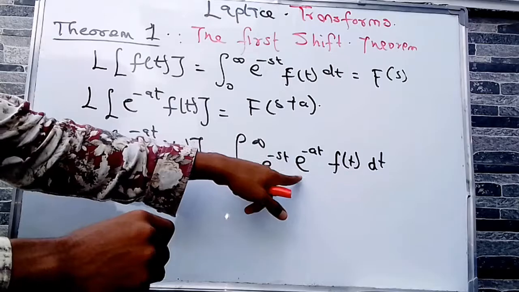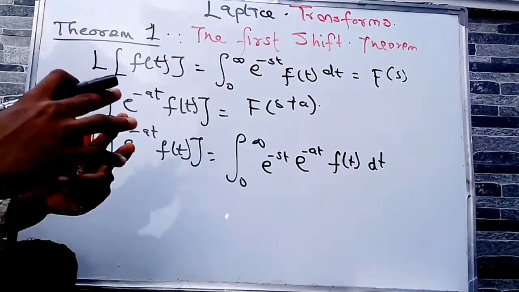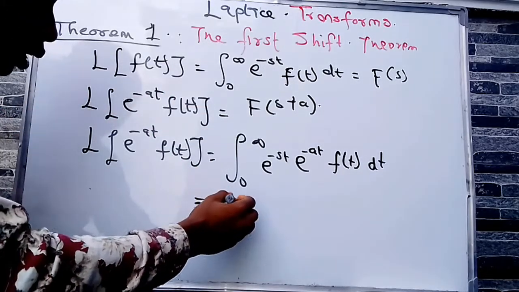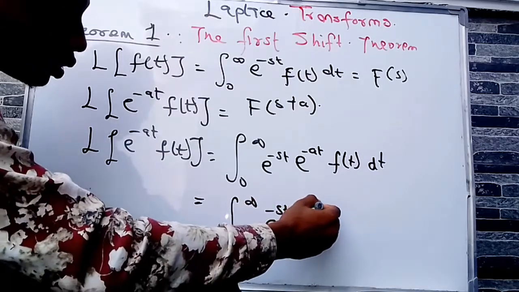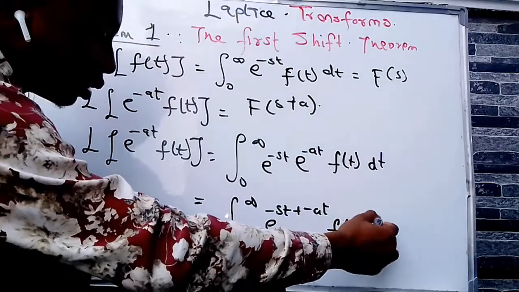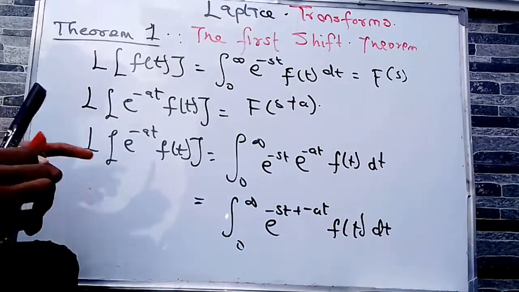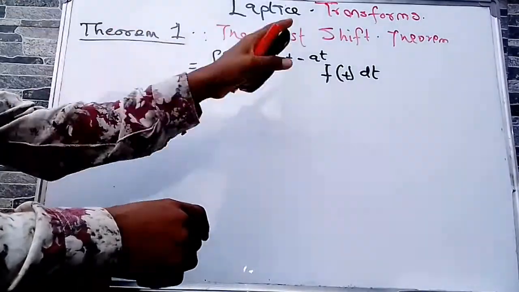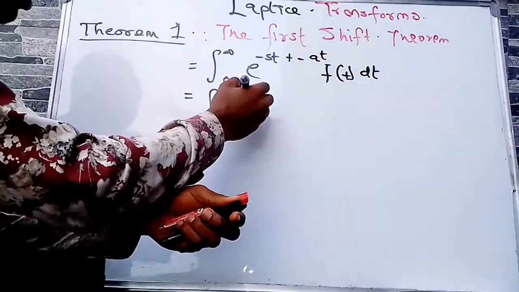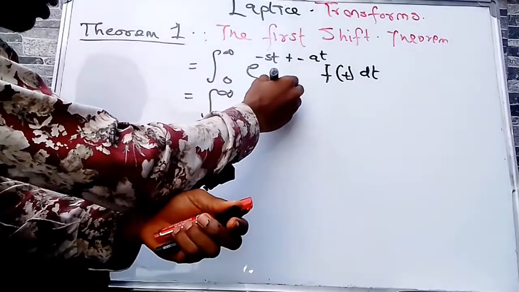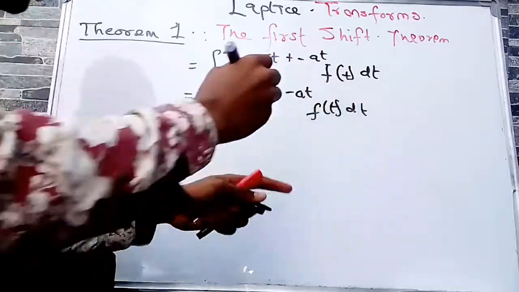So now let's apply our rule of exponential functions. Now we have e to the minus st and e to the minus at. You know that when two exponentials are multiplied together, there's going to be an addition of the powers. So we'll have the integral from 0 to infinity of e to the minus st plus minus at, f of t dt. So plus minus is minus, right? So let's continue from where we stopped. Plus minus gives us minus, so we have the integral from 0 to infinity of e to the minus st minus at, f of t dt. So now let's factor out the minus sign.